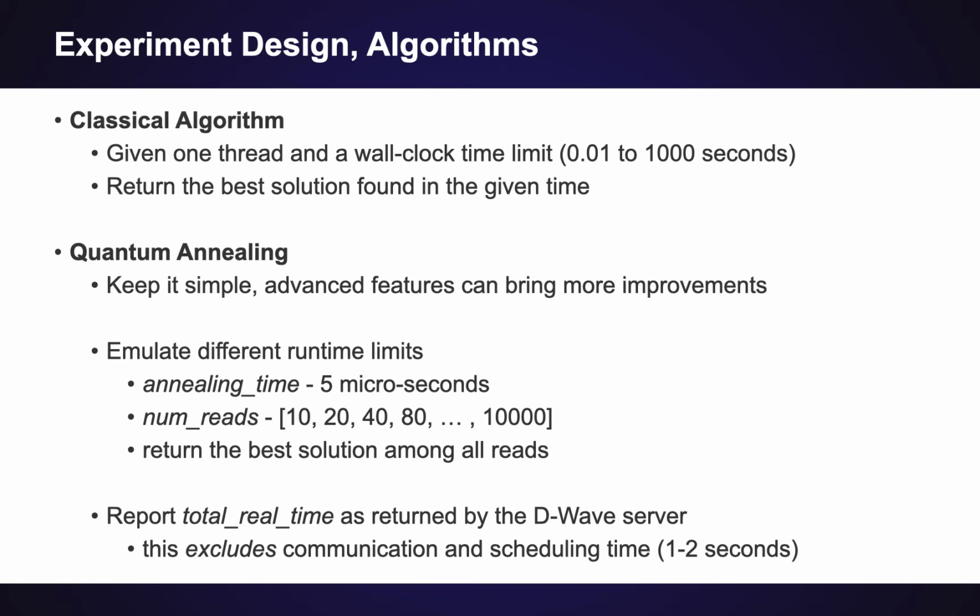In terms of D-Wave runtime, we're going to be reporting total real time as returned by the D-Wave server, which measures the amount of time that was spent in the quantum processing unit on the chip. Specifically, this excludes communication and scheduling time, which is approximately 1 to 2 seconds. But it's reasonable to assume with significant engineering efforts you could eliminate most of the communication and scheduling time.